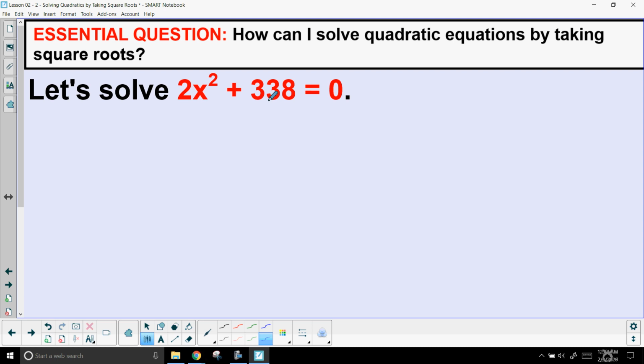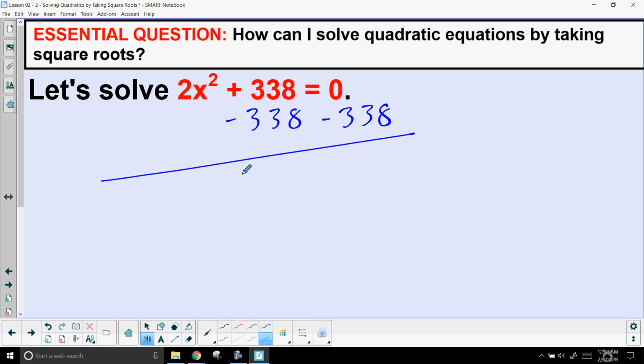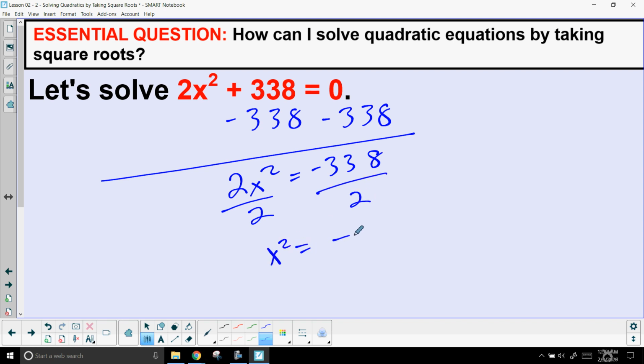Anyway, subtract 338. Draw a line. Ugh. I need to go to bed. Divide by 2. x squared equals negative. Let me get my handy dandy calculator. 338 divided by 2. 169. Take the square root. We get x equals plus minus.